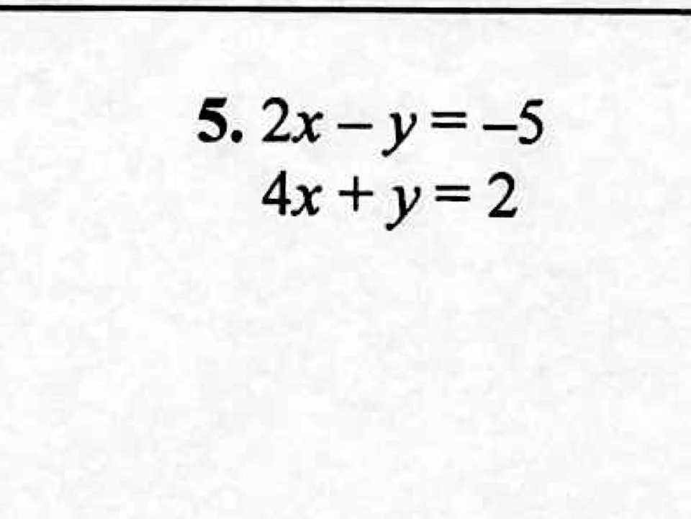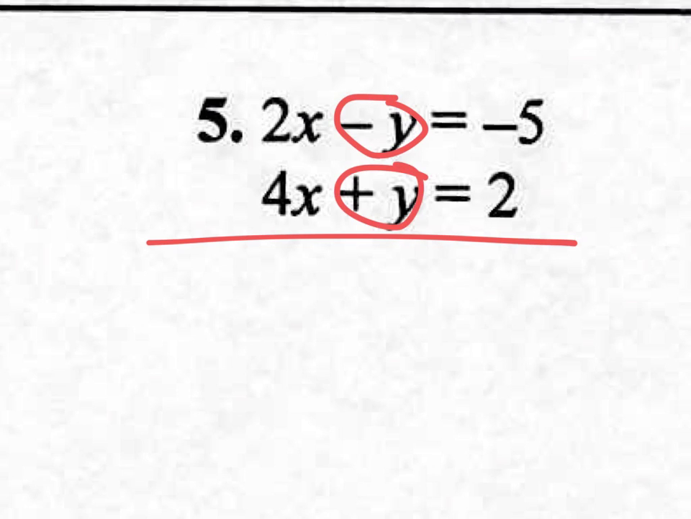So check it out. I don't need to modify anything. I don't need to modify the top equation. I don't need to modify the bottom. It's ready to go. This negative y up here is going to cancel with this positive y. So what do I get as a new equation? I get 6x. The equal sign comes down, and I get negative 3.